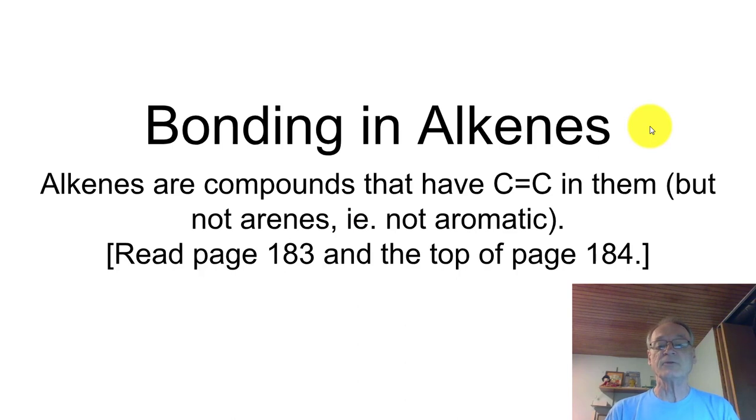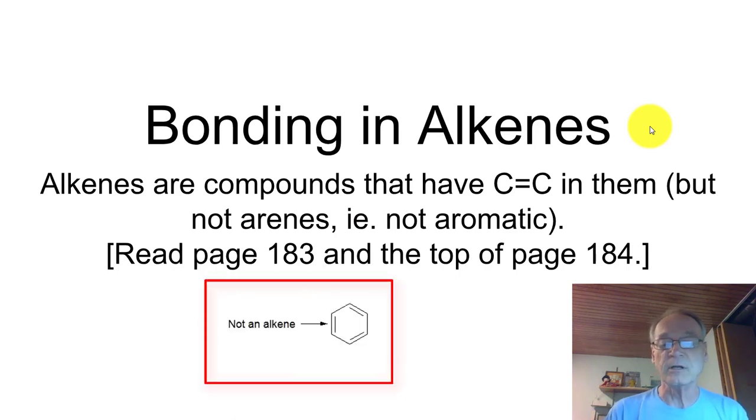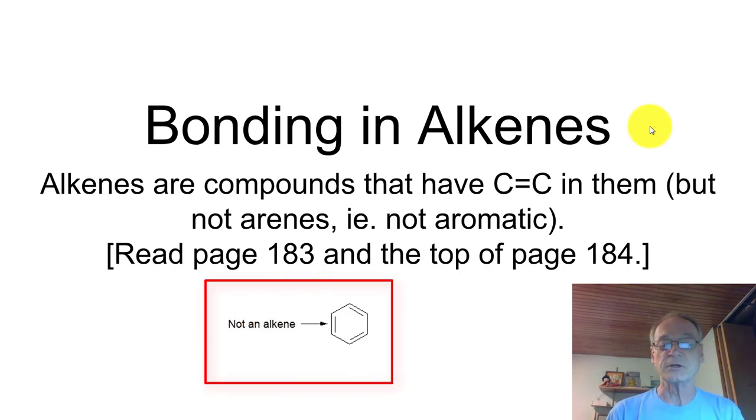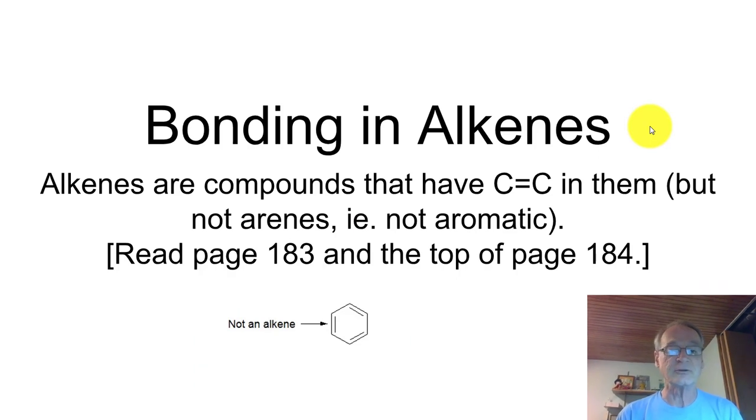So, what are alkenes? Well, alkenes are compounds that have a carbon-carbon double bond. Obviously, you already knew that. But, just to be clear, not arenes, in other words, not aromatic compounds. Aromatic compounds also have carbon-carbon double bonds, but there's a special situation where you have a 6-membered ring and 3 double bonds alternating, double, single, double, single, double around the ring. That's a special situation. Those double bonds do not behave like alkenes.